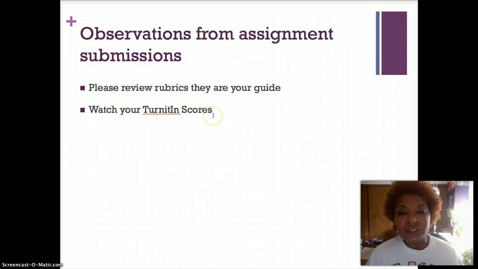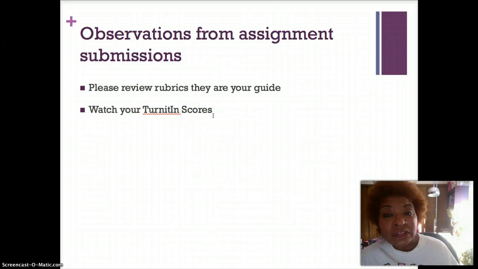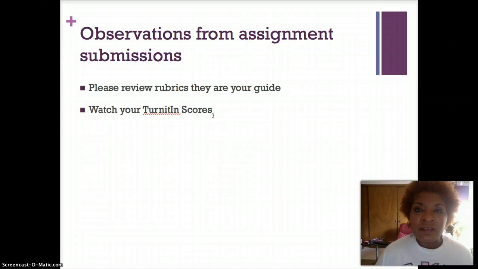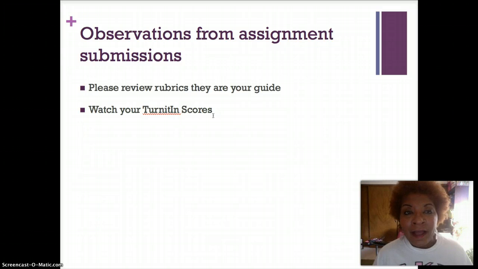Also watch your turn-in scores. If you submit your paper and you see your turn-in score is over 20%, then I suggest that you not submit it, that you email me, saying, I checked my turn-in score. May I have a day to correct that before I submit? Because the GCU policy is a turn-in score of 20% or less. The premise is that we're trying to help you develop your scholarly voice and your scholarly writing voice.